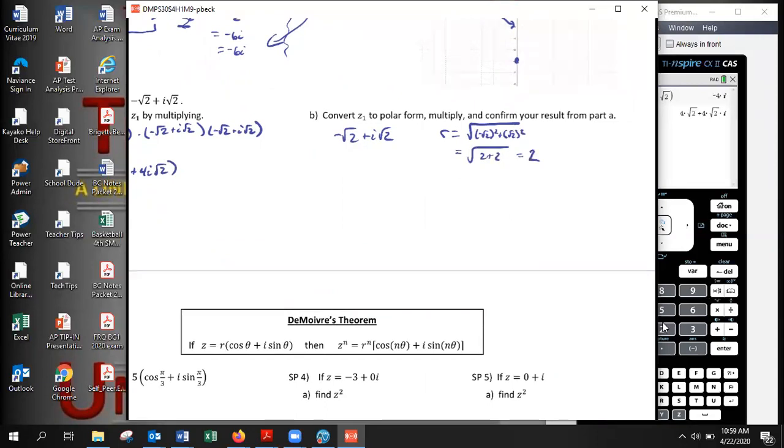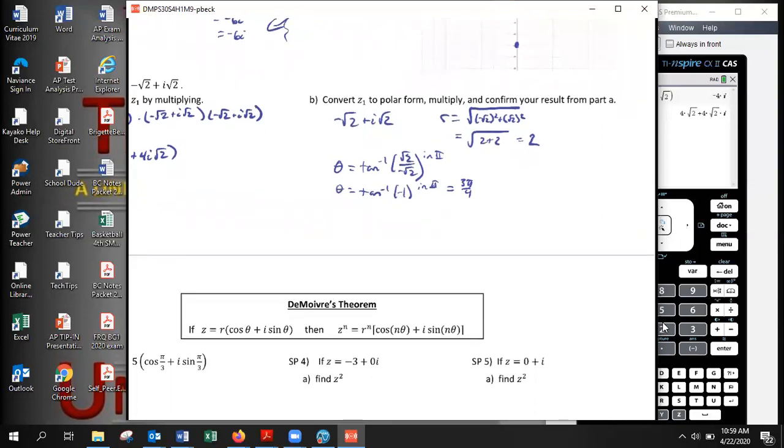And then our angle, or our argument to be more specific, is going to be the inverse tangent of the y value over the x value. Now, this is in quadrant 2, and the reason why that's important is because the inverse tangent of negative 1 gives an angle in quadrant 4, but that angle in quadrant 2 is 3 pi over 4. So our radius, or our z, our complex number, is 2 cosine 3 pi over 4 plus i sine 3 pi over 4.